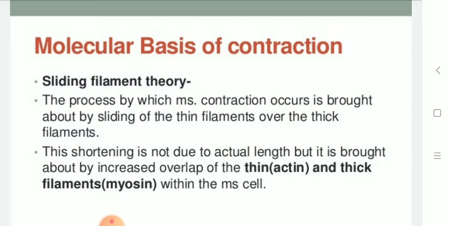I repeat, this shortening is not due to actual shortening of length, but it is brought about by increased overlap of the thin filaments, meaning actin, and thick filaments, meaning myosin, within the muscle fiber. Thank you.